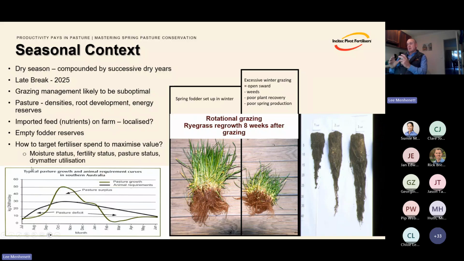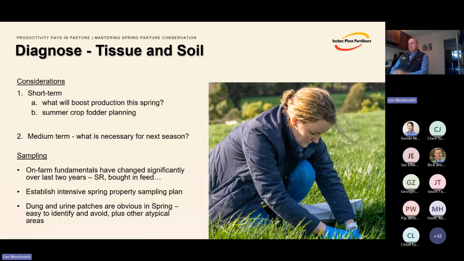And when we keep that in mind, we just want to then say, okay, well, how are we going to do that? We're going to use fertiliser as a tool to maximise that dry matter production so that we can get that fodder conserved. But there are considerations we need to make around that. Things like moisture status, and we've spoken about the BOM, whether the accuracy there is or not. Fertility status of the soil, pasture status. So we've spoken about that already on the right-hand side there. And also the dry matter utilisation. So these are all the things, I suppose, that we're trying to nail together in this webinar to maximise our fertiliser spend. So just some considerations there.